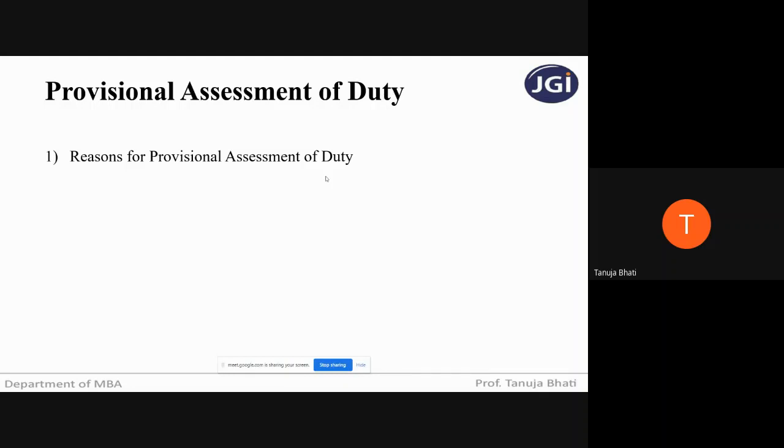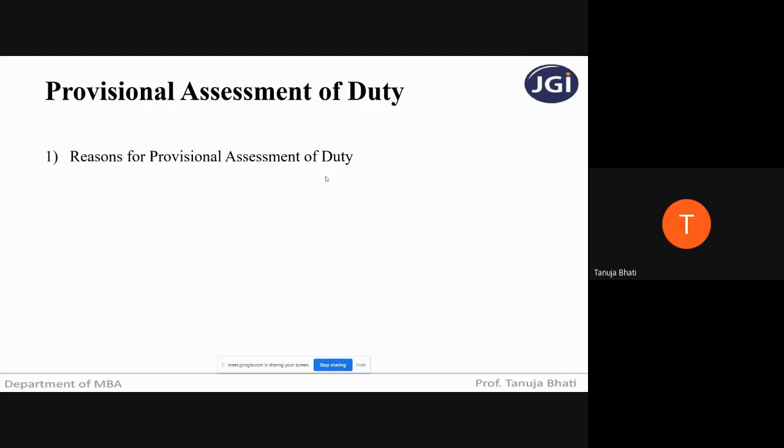See students, there are four reasons why the provisional assessment of duty can be made. As I've told you all, number one, suppose the exporter or importer himself is not able to calculate the tax. Number two, where the officer is thinking that whatever goods are imported or exported, some further test needs to be done on those goods.